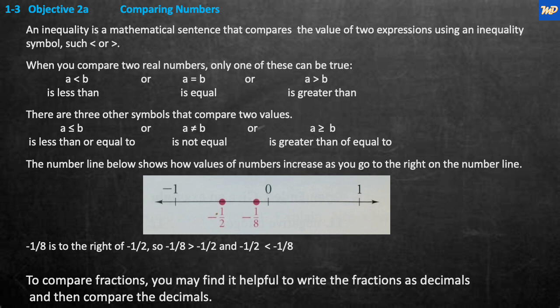So the number line below shows how values of numbers increase as you go to the right on the number line. As we're looking at number lines, think of it this way: the numbers are always getting larger when you're going to the right, and they're getting smaller going to the left. This is important because it sometimes troubles students when they're trying to imagine this number line in their head, with numbers larger than or whatever, okay?